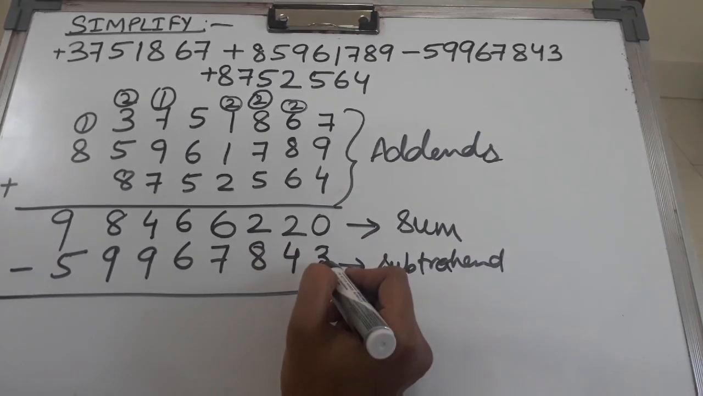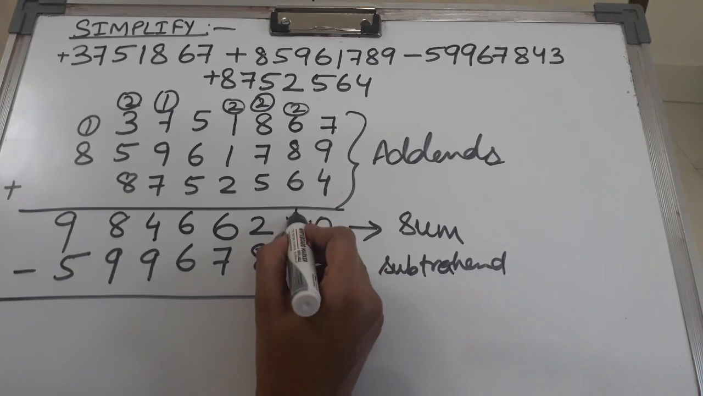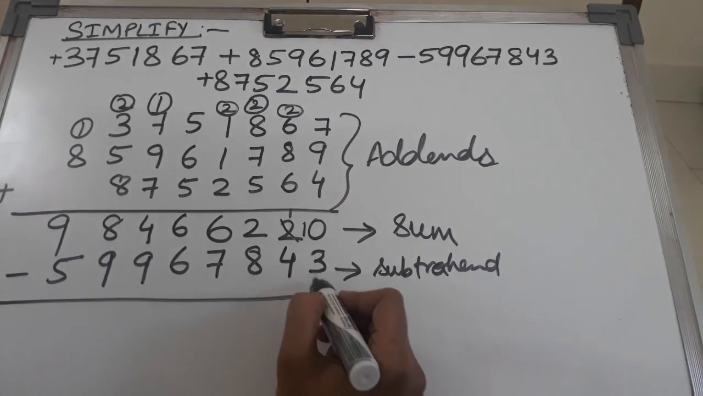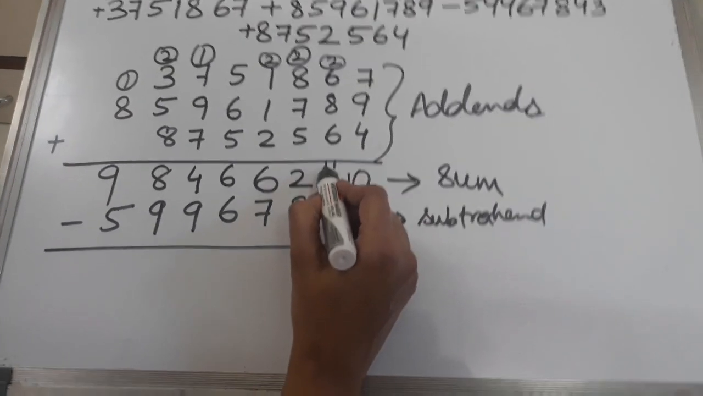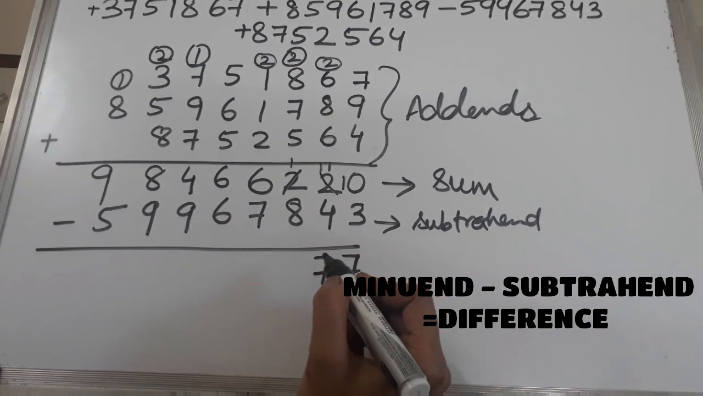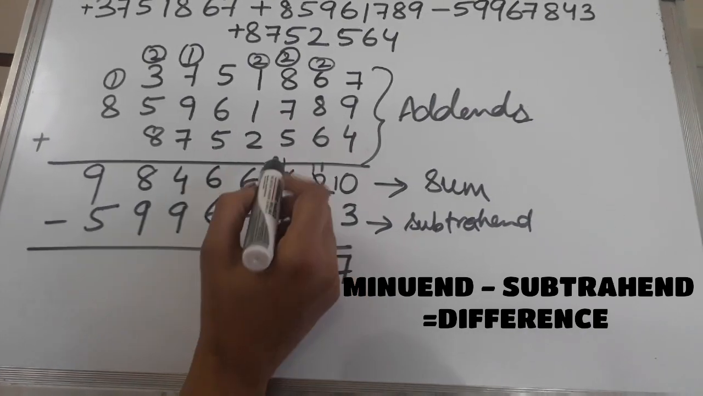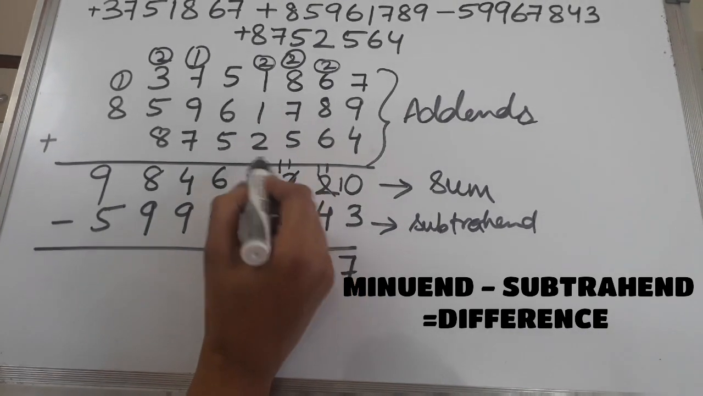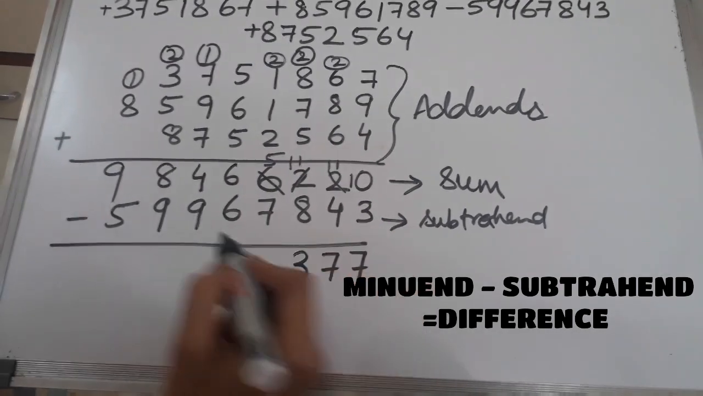We cannot minus 3, so we will borrow 1. Here this is 10 and this is again 1. So 10 minus 3 is 7. Now again 1 is smaller than 4. Again we will borrow 1 from 2. So this is again 7. Now again we cannot subtract 8 from 1. So we will again borrow 1 here, make it 5. This is 11 minus 8 is 3.